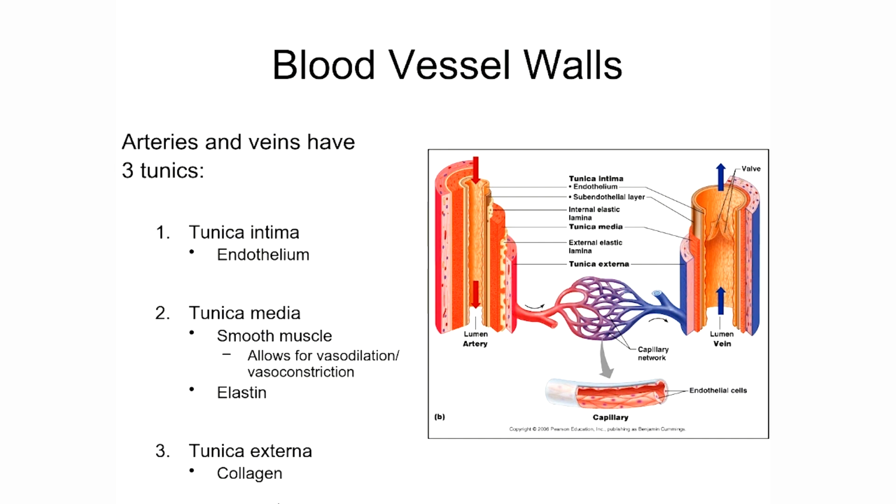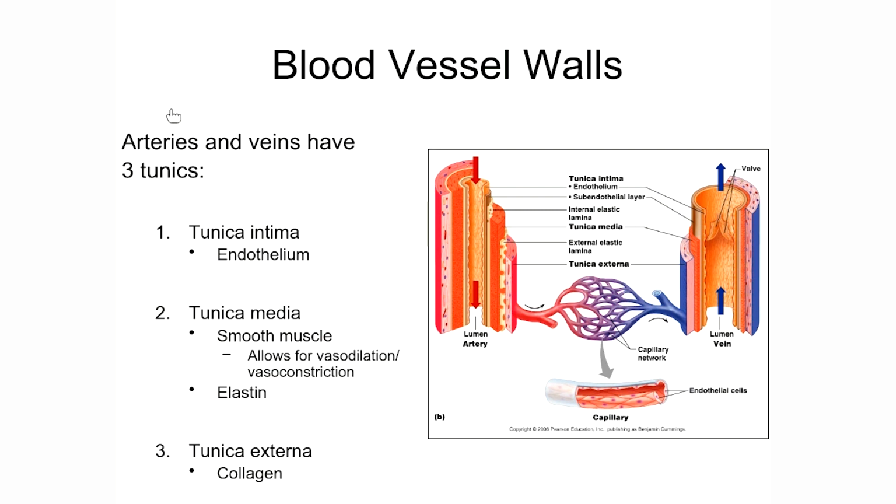The outermost layer on both arteries and veins is what's known as the tunica externa. So you can see that here on the artery. Just a thick layer there on the outside. We've got the tunica externa over here on the vein as well. And basically, this is just a tissue that's mostly collagen that's going to provide some protection and some support to the outside of the blood vessel.